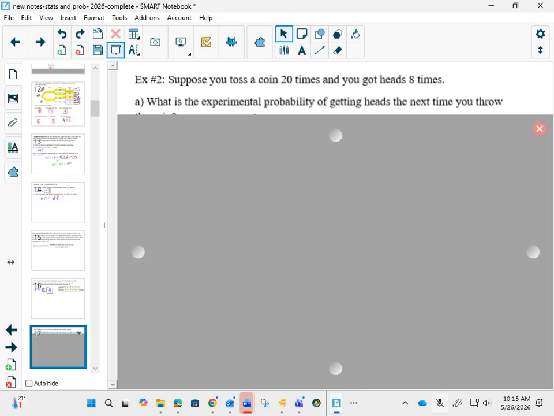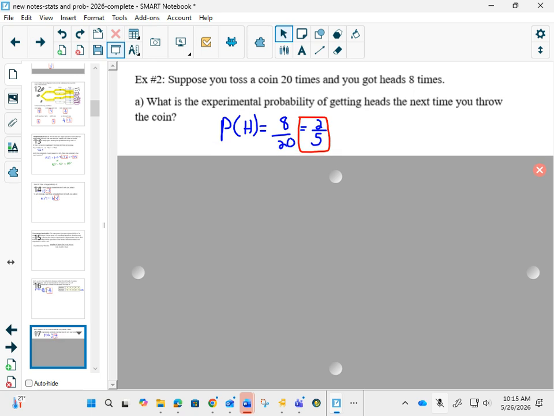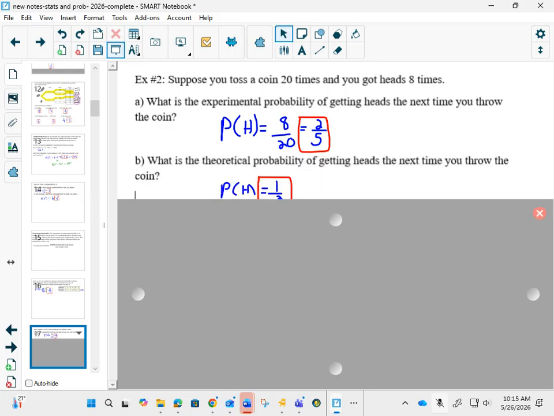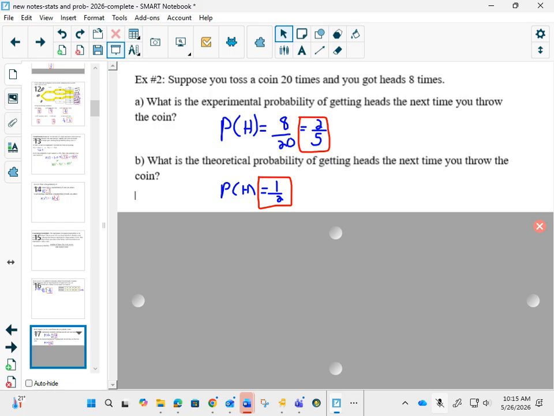What is the experimental probability? You know the theoretical probability is 1/2. But according to this experiment, 8 out of 20 times is how much you get heads. That would be the experimental probability. What is the theoretical probability? 1/2.